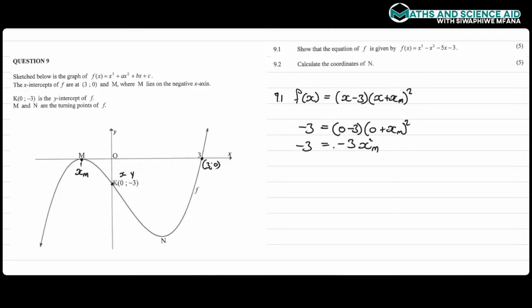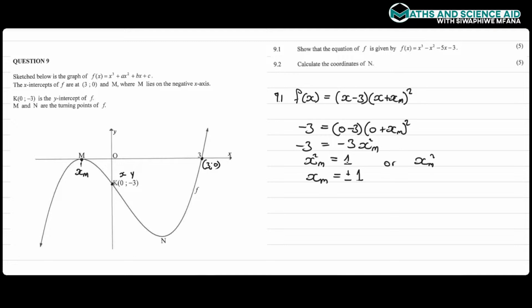And then, as you can see, we can divide by -3 on both sides of the equation, and overall we'll get that x squared m equals 1. And then we can apply a square root on both sides of the equation here, meaning that xm is equal to plus or minus 1. Remember that it should be plus or minus 1, because this equation here that we are solving is basically a quadratic equation.